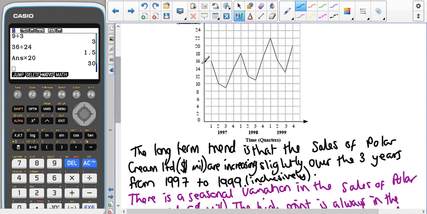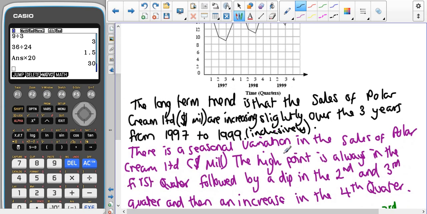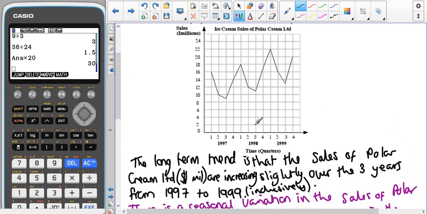There is also a seasonal variation. We can see that in the graph here, where the high point is always in the first quarter, followed by a dip in the second and third quarter, and then an increase in the fourth quarter. This time we don't have the months of the year, we literally just have the quarters that they split it up into 1, 2, 3 and 4.